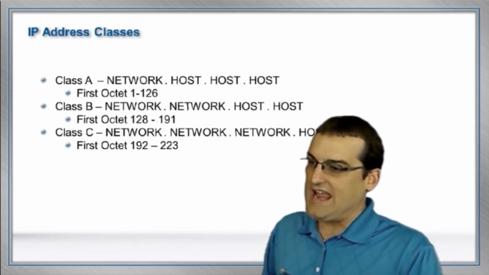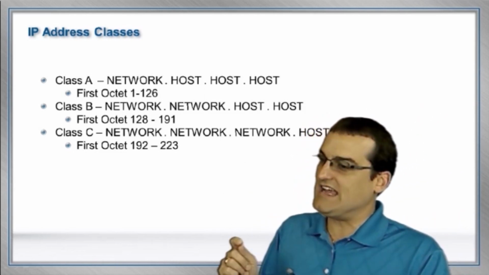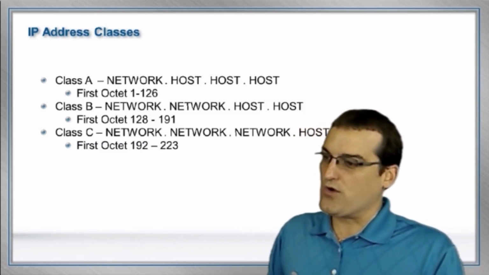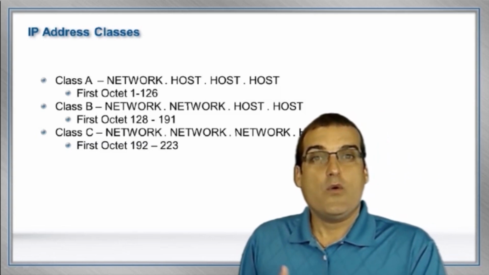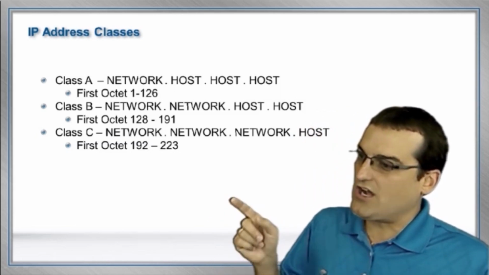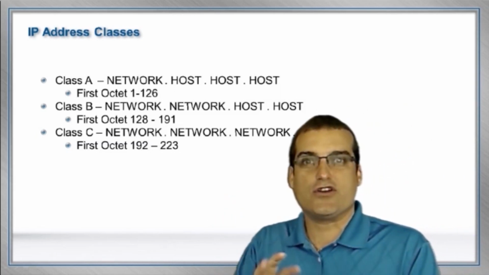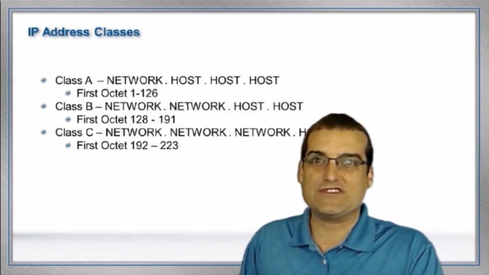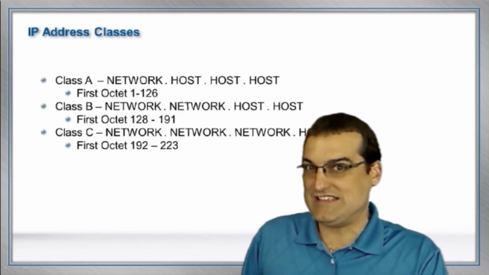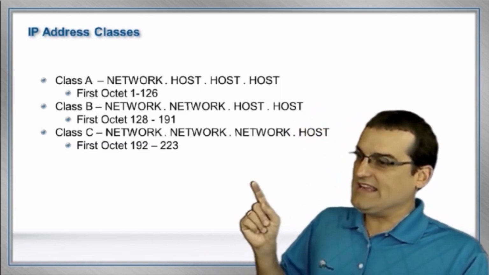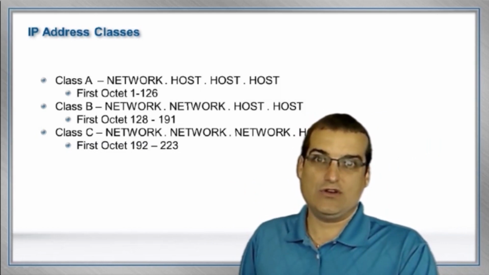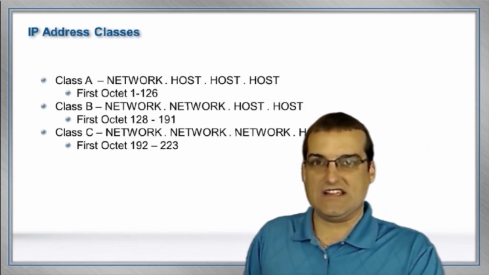Notice that with a Class A, the first octet identifies the network, so the first 8 bits, and then the last 24 bits identify the host. When you work out the mathematics on this structure, the first couple of bits in each of the A, B, and C are going to be preset to certain values. For instance, the first bit in a Class A is going to be preset to a 0. So in a Class A, the first octet will be, in decimal, from 1 to 126.